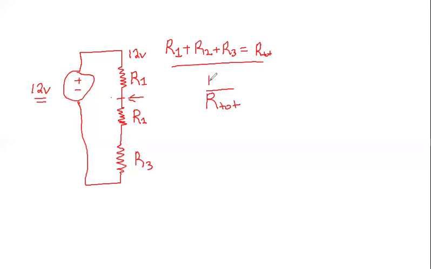So it will be R2 plus R3 divided by R total, times 12 volts. Now we'll use some actual values here. Let's make them nice and easy values, but you'll see that you can put any value you want in here and it will end up being correct.